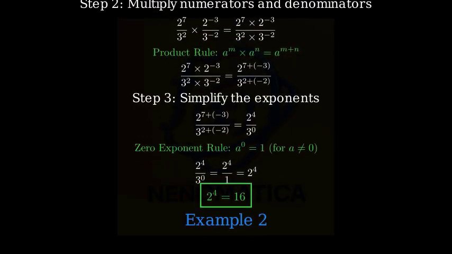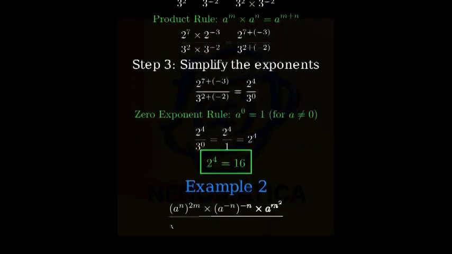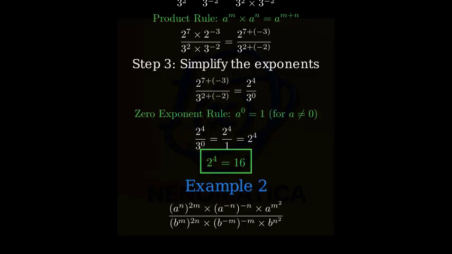Now, let's try a more complex example involving variables and multiple exponent rules. In this example, we need to simplify the expression a to the n raised to the power of 2m times a to the negative n raised to the power of negative n times a to the power of m squared, all divided by b to the m raised to the power of 2n times b to the negative m raised to the power of negative m times b to the power of n squared.